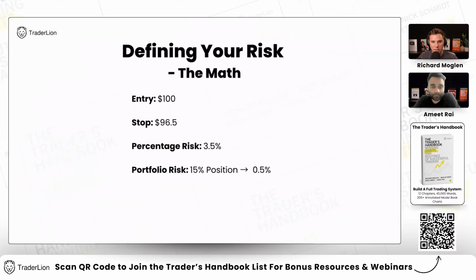But doing the math here, again, your entry is 100, your stop's at 96.5. That percentage risk is 3.5%. And say you want to take a 15% position, then you're risking just over, barely over 0.5% of your total portfolio. And that's kind of the sweet spot for me. Everybody's a little bit different. I like taking slightly smaller stops in this to get this more to 20%.